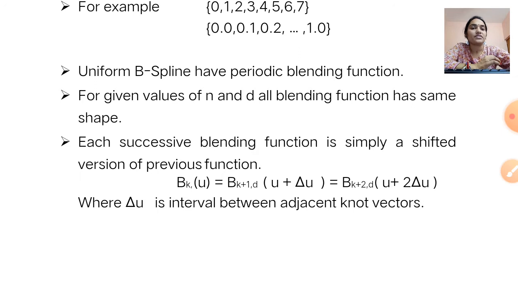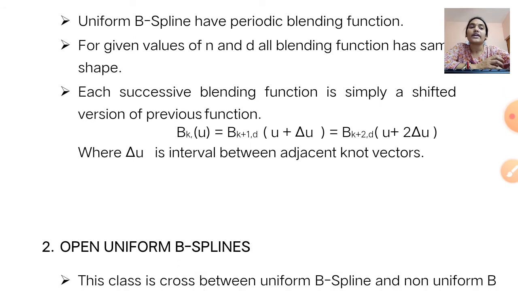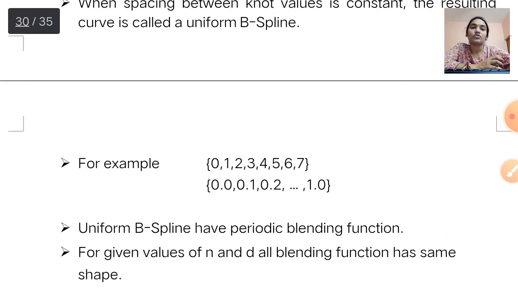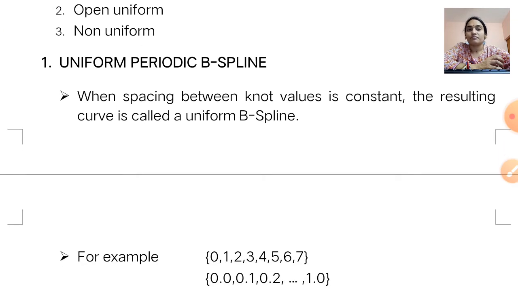That means here the equation is B_{k,d}(u) equals B_{k+1,d}(u plus delta u) equals B_{k+2,d}(u plus 2 delta u), where delta u is the interval between the adjacent knot values. So this one is your uniform periodic B-spline curve.